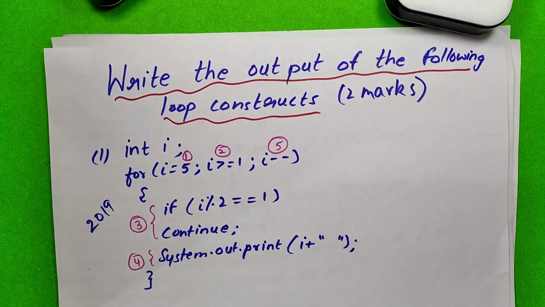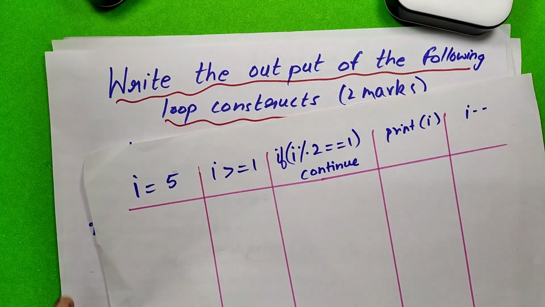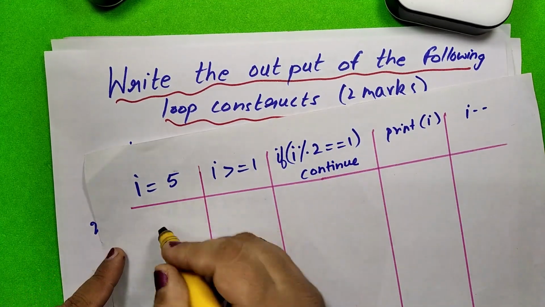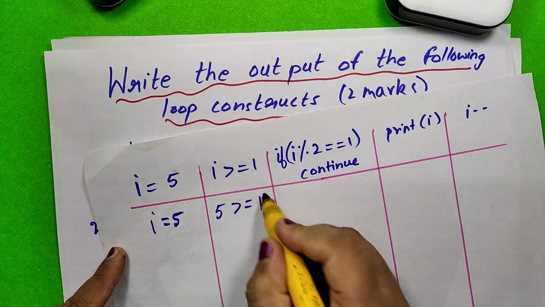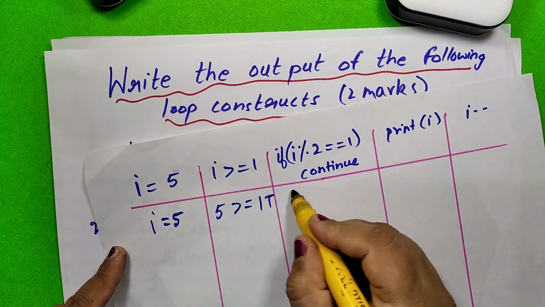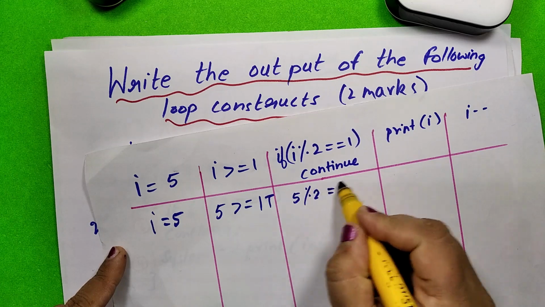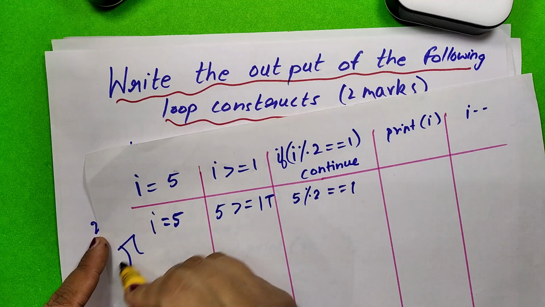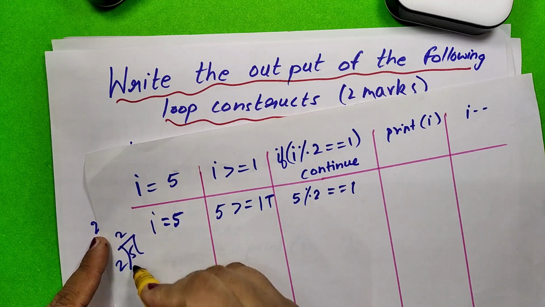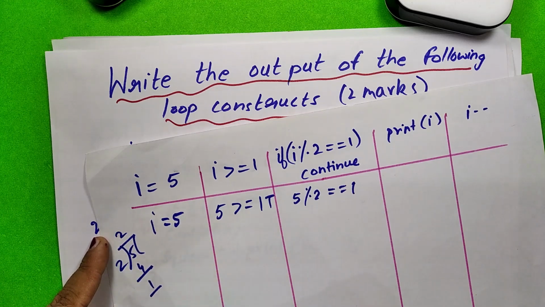So here I have written the same thing on this paper. Okay, so here I is equal to 5. So the initial value of I is 5. 5 is greater than or equal to 1. It is true. Now we have to see if 5 modulo 2 equals 1. That means the remainder we are getting is 1. So 2 is here, 5 is there, 2 2s are 4. So we are getting the remainder 1.